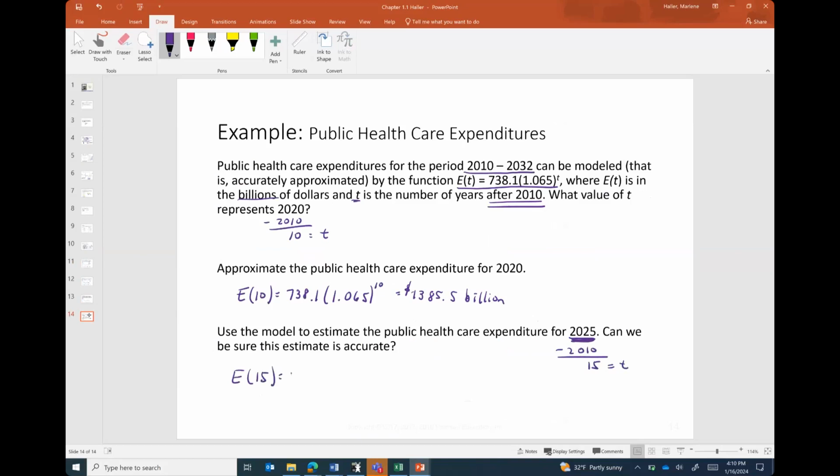So what's that going to be? That's going to be 738.1 times 1.065 raised to the 15th power. And when I put all that in the calculator, the value that I get is 1898.3 billion dollars. All right, so that ends the lecture for section 1.1.